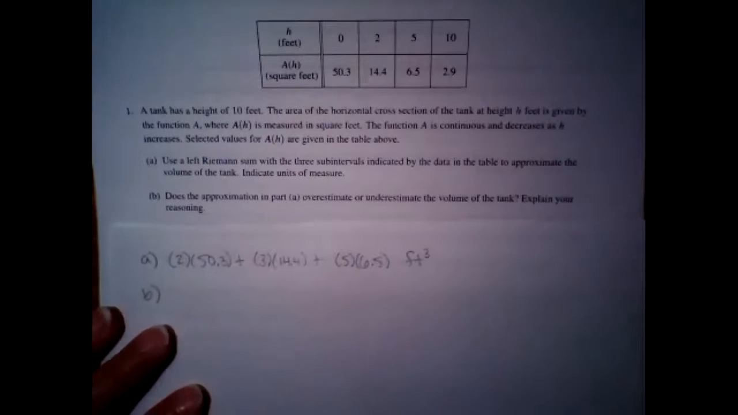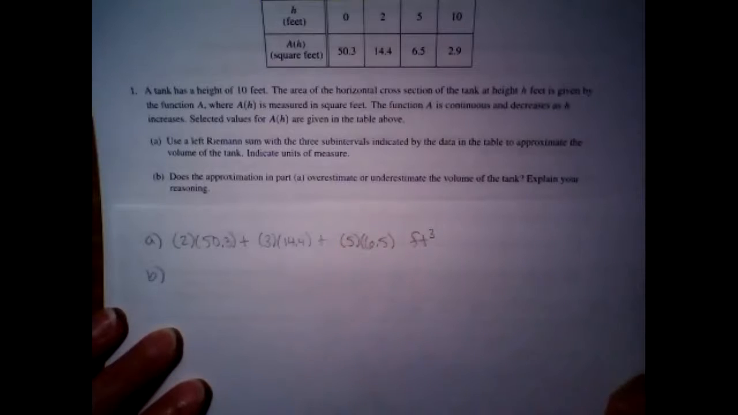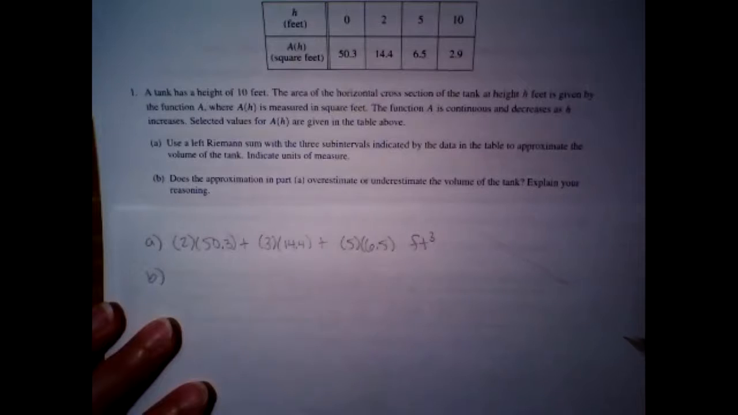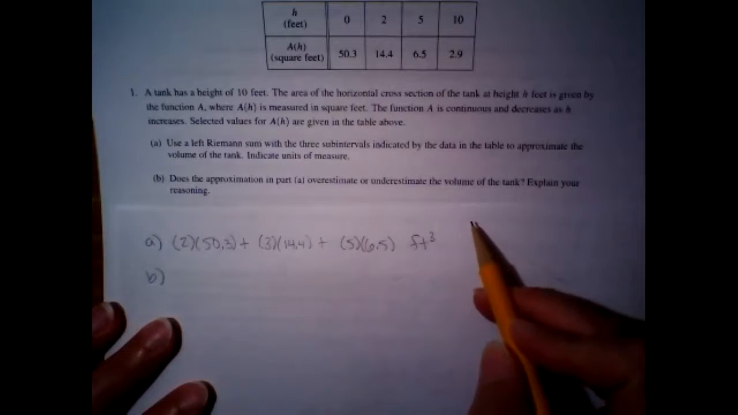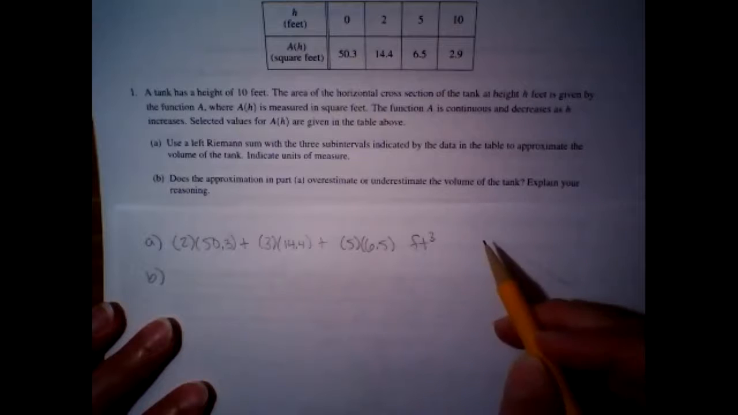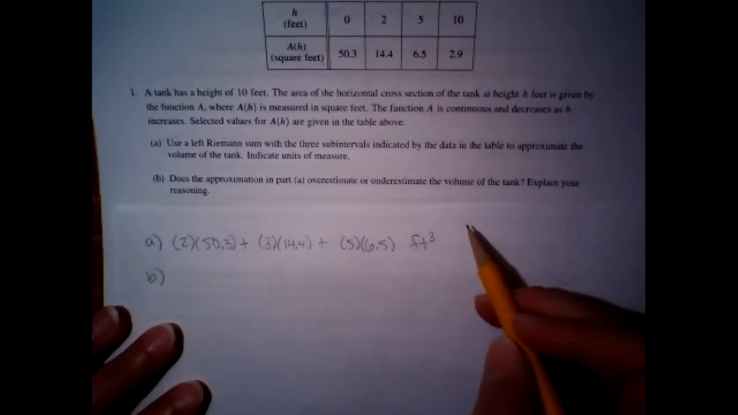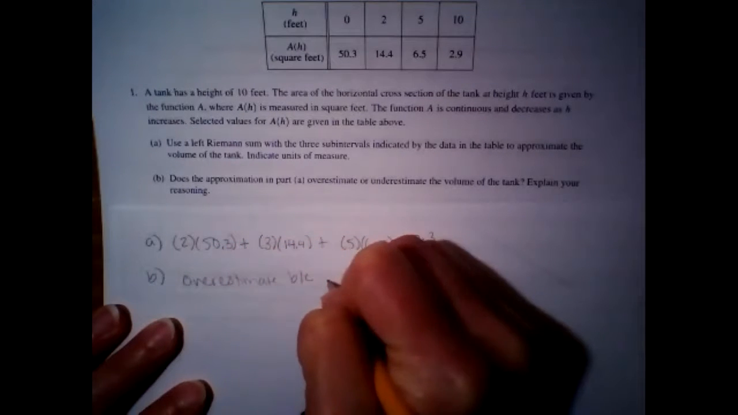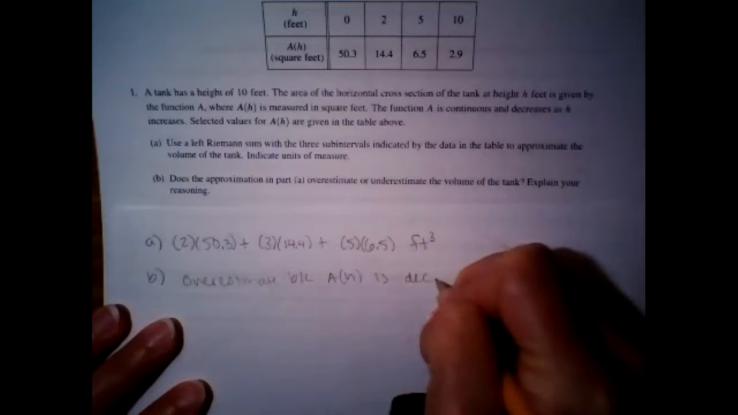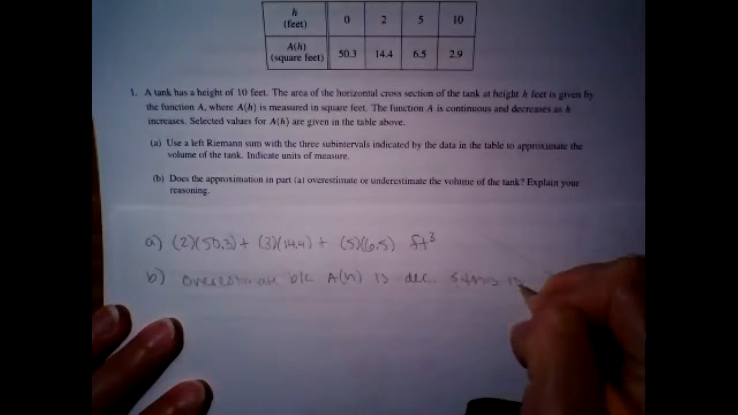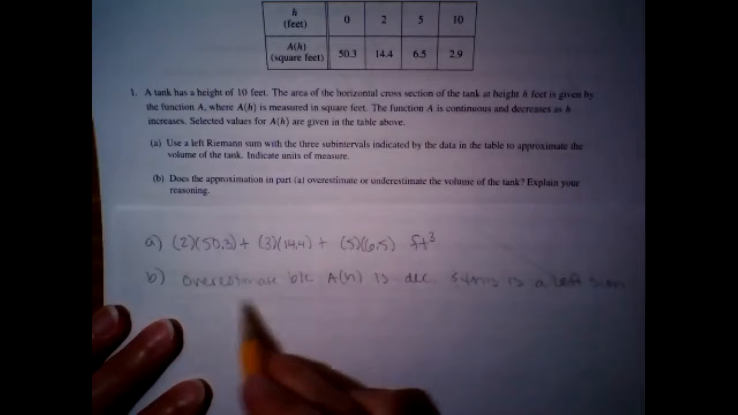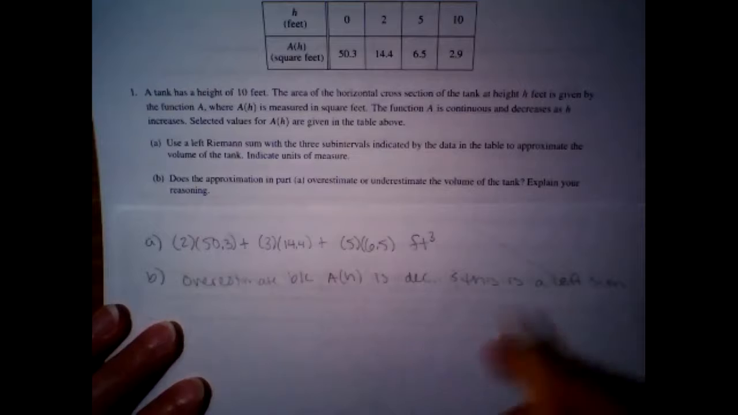All right, letter B. Does the approximation that we just did, is that an overestimate or an underestimate of the volume of the tank? These values are decreasing, and I usually just draw a line that's going down. So imagine a function that's decreasing. We did a left sum. When you slice up all of your rectangles, it is going to be an overestimate. You're pulling from what's higher up. So overestimate, because this A of H function is decreasing, and this is a left sum. That's everything that you have to say to get credit for it. You have to answer overestimate because the function's decreasing and we did a left sum.